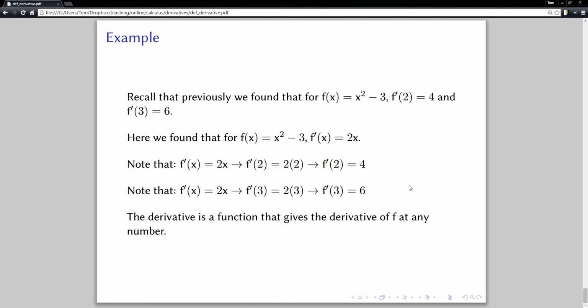Okay, so two different ideas right here. The derivative at a number gives you the slope of the line tangent to the graph above or below that number. And the derivative gives you a formula or function that will give you the derivative at any number there. So make sure that you realize the difference between the two.